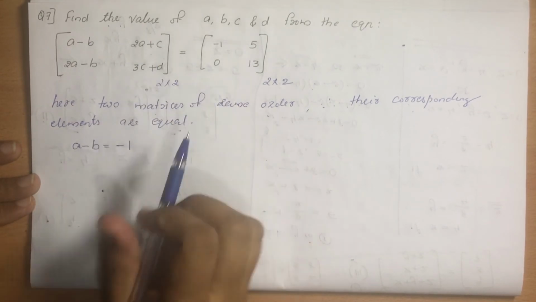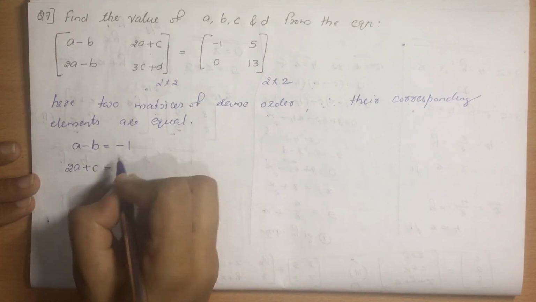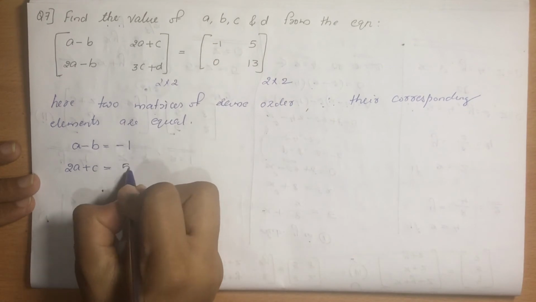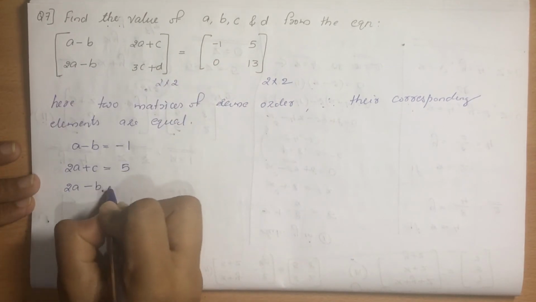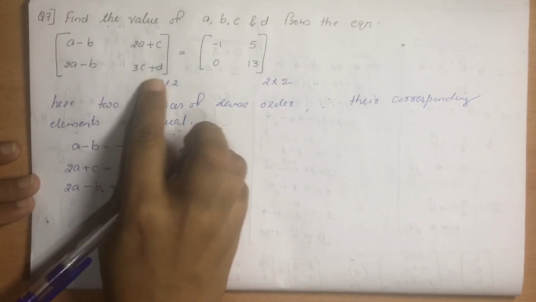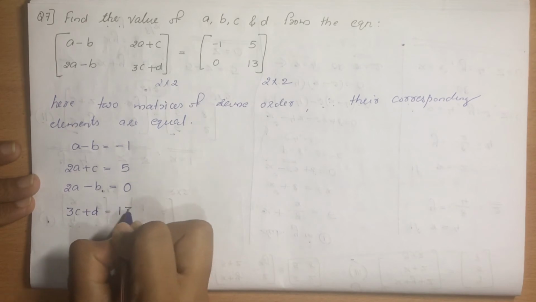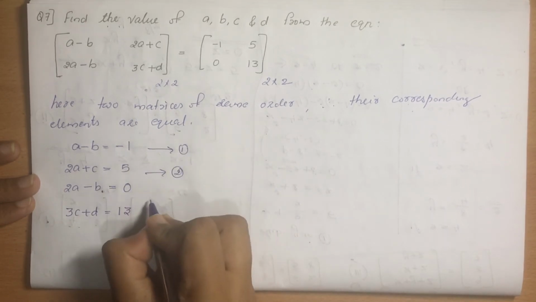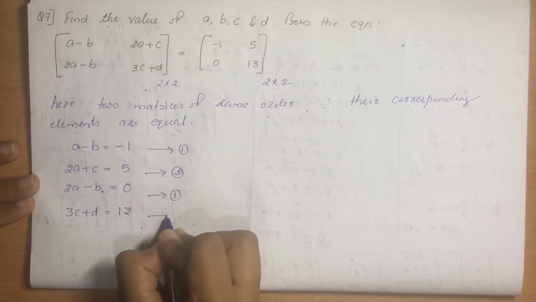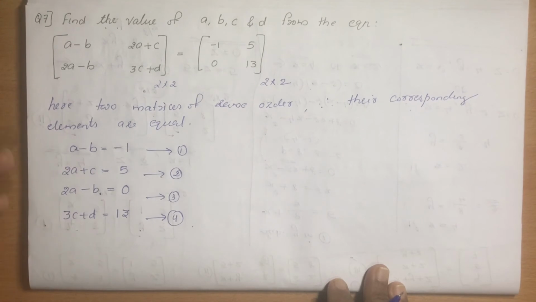2a plus c equal to 5. 2a minus b equal to 0. 3c plus d equal to 13. So like this we will get four equations. Equation number 1, 2, 3 and 4. When you are simplifying these four equations, we will get the value of a, b, c and d, correct?